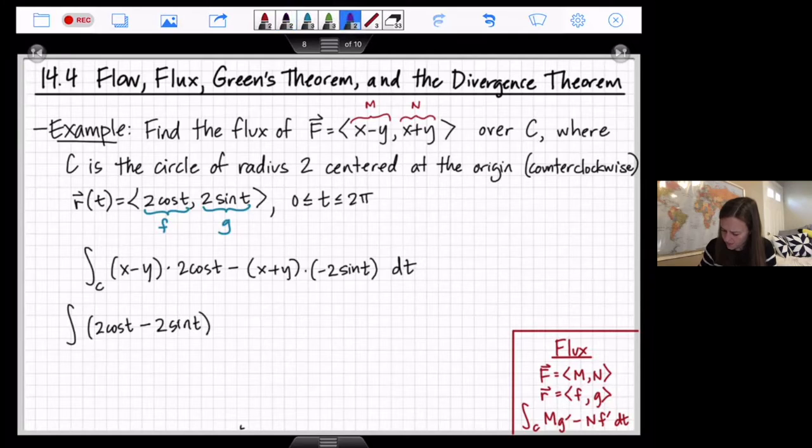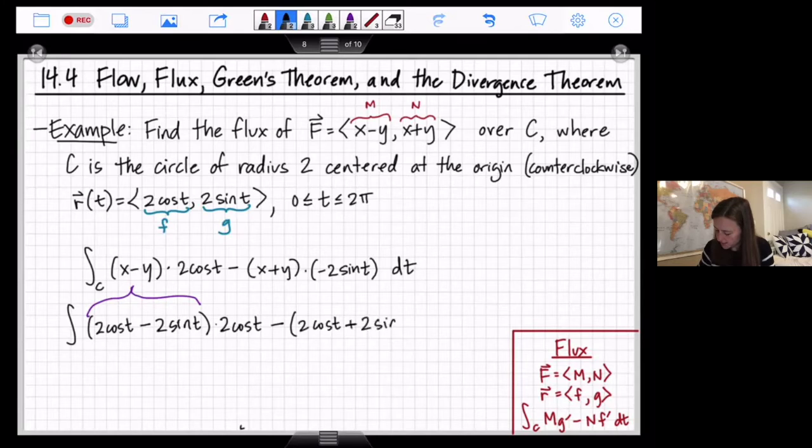All right, and that was just those two guys right there. And then I'm going to multiply that by 2 cosine t. Then I've got x plus y, so same idea, 2 cosine t plus 2 sine t. So that was these guys. And then I'm going to multiply by negative 2 sine t, dt. Now everything is t's. It looks like a mess. Hopefully a lot of that's going to cancel out. And we're going to integrate that from 0 to 2 pi.